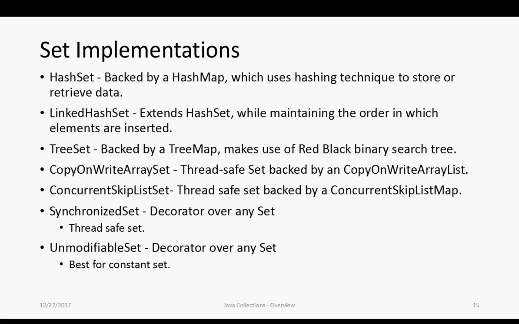Copy on write array set is a set which is backed by copy on write array list, which we saw in the previous slide. Concurrent skip list set is based on a skip list, which allows us to concurrently modify or act upon the data structure, and still treat it as a set.